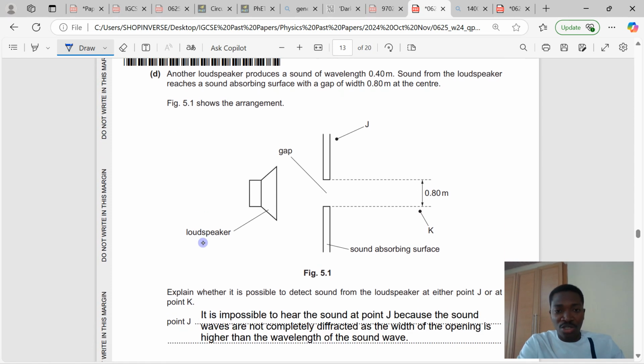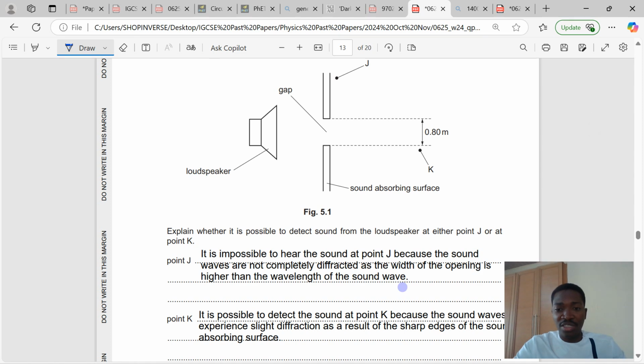Okay, the next question. Another loudspeaker produces a sound of wavelength 0.4 meters. Sound from the loudspeaker reaches a sound-absorbing surface with a gap width of 0.8 meters at the center. Figure 5.1 shows the arrangement. So this is the arrangement. Explain whether it is possible to detect sound from the loudspeaker at either point J or at point K.